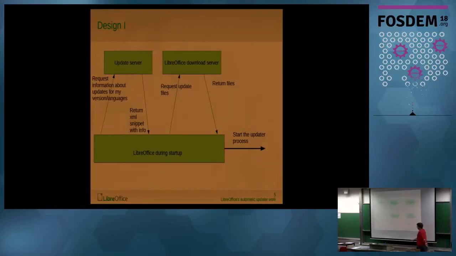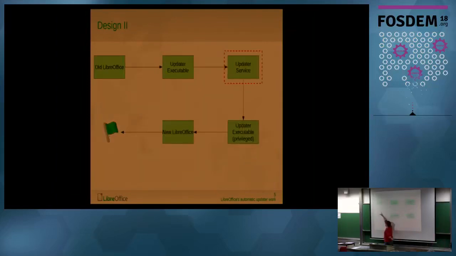If we look a bit closer, what I described right now is basically that first green block. And what's shown here is actually what happens on Windows, because the update service and privileged update executable is only available on Windows. We hand over to our updater. The updater applies, at least on Linux, our incremental update directly and starts the new LibreOffice.